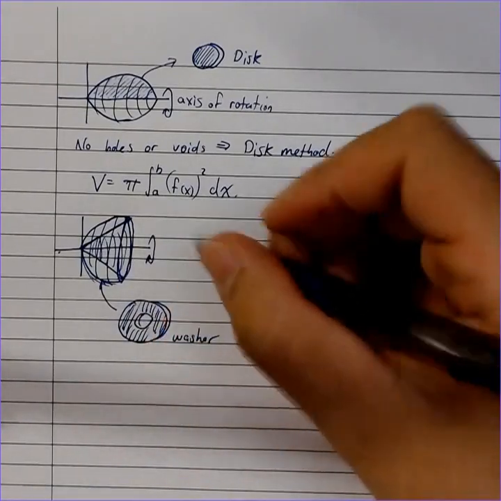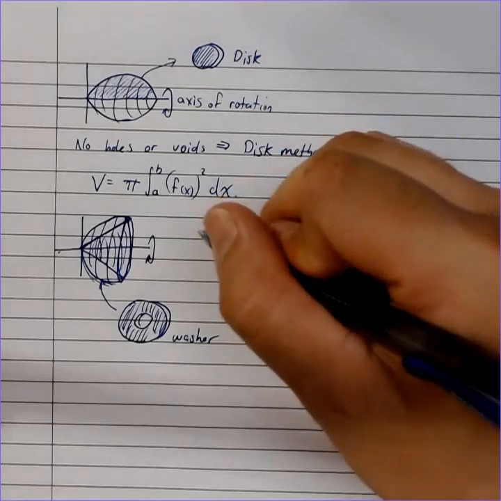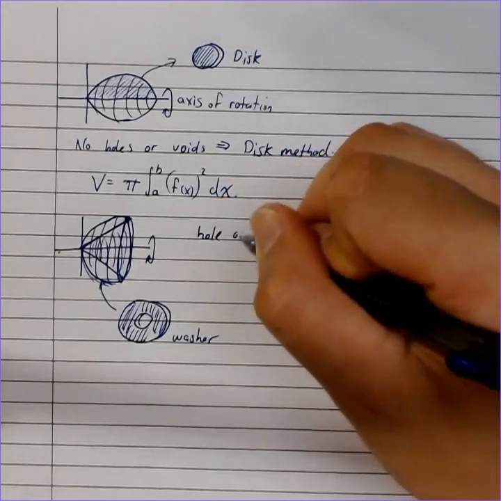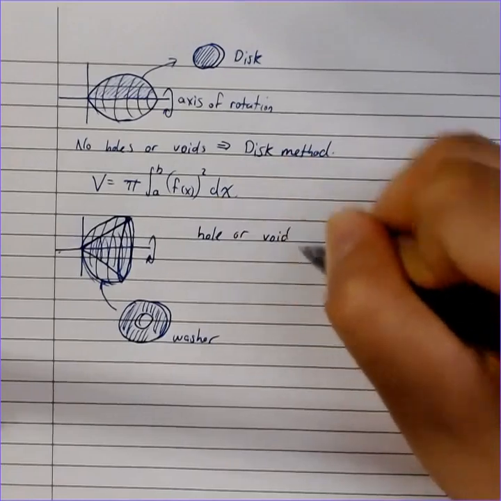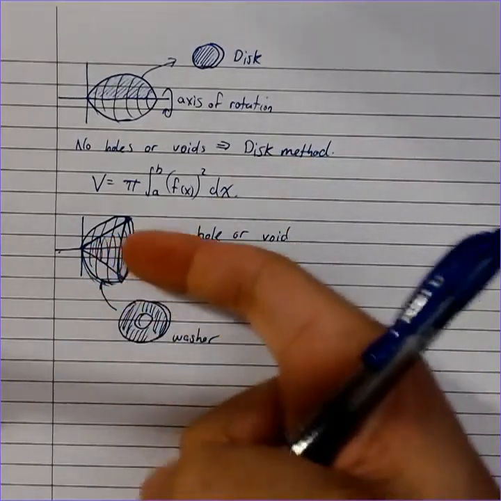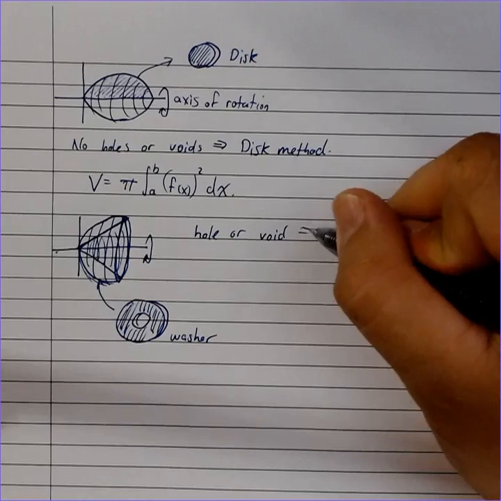And the washer method, you know that it's because there's a hole or a void. In this case, there's an empty gap in the middle there. That's telling us to use the washer method.